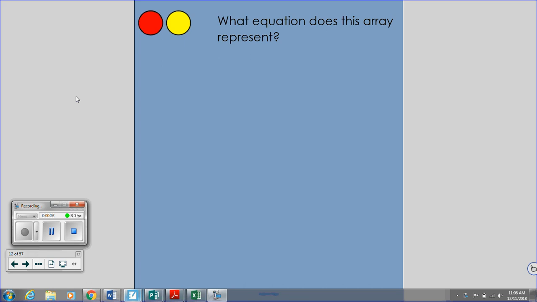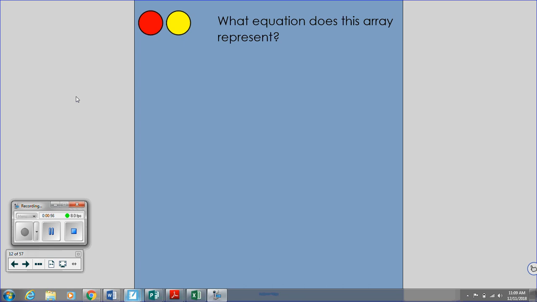There's two parts to an array, right? Rows and columns. I want a 2 by 2 array. So I'm telling you how many rows I want and how many columns I want. I want a 2, look at my fingers, 2 by 2.